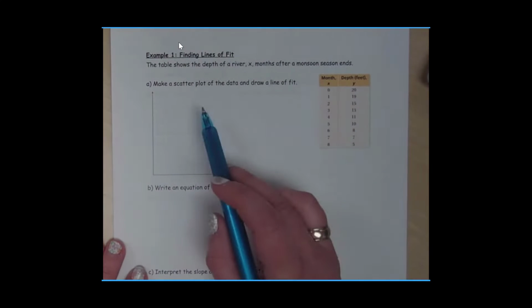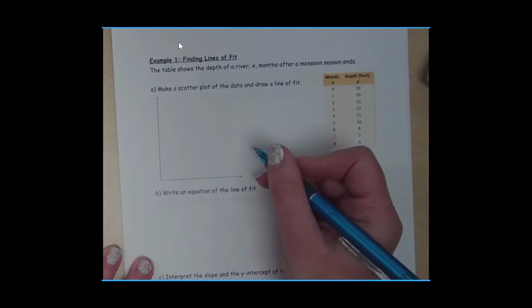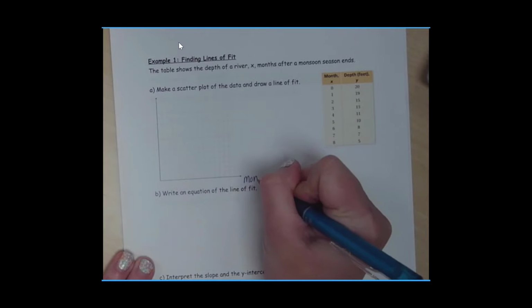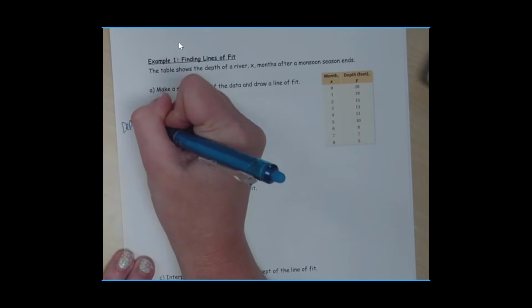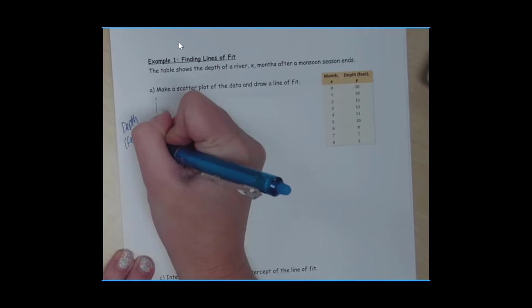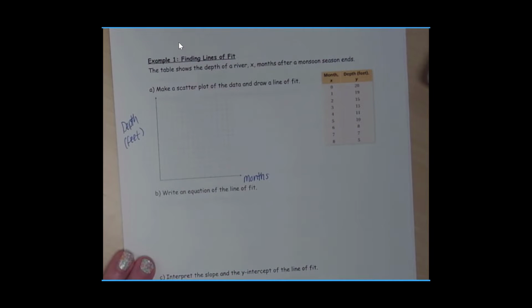All right, taking a look at example 1, we're going to go ahead and make a scatter plot. So I'm going to graph these. Now it tells us this x is months, and then this is depth in feet. So we're looking at the amount of rain months after a monsoon season. So what is the depth of the river?